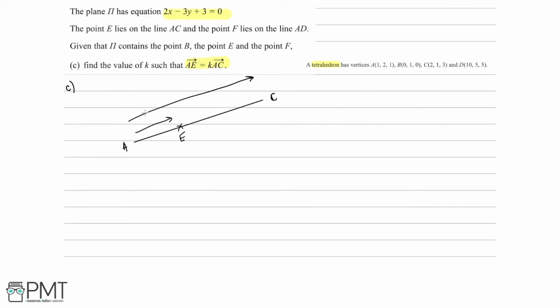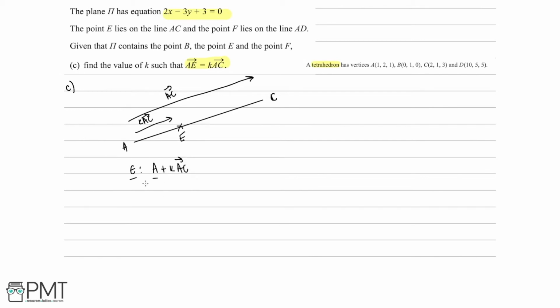Now we can actually calculate the value of our position vector E because we know that our direction vector AE is a scalar multiple of our direction vector AC. Therefore, we can rewrite our direction vector AE as KAC. Thus, in order to get to our position vector E, we need to use the position vector of A and add our direction vector KAC to A. So our position vector E can be rewritten as A plus KAC.